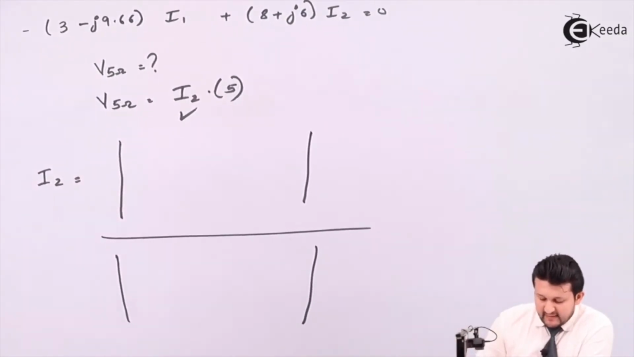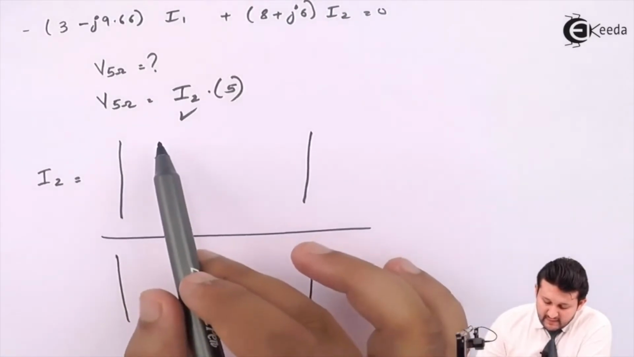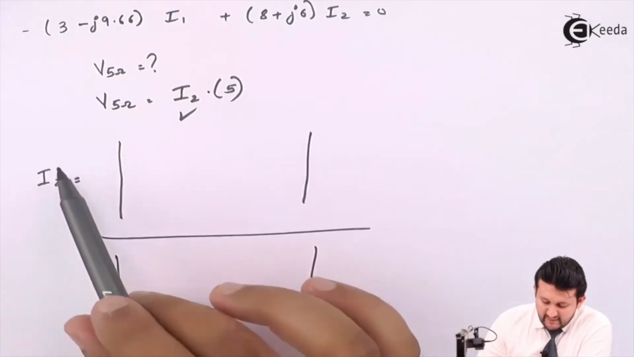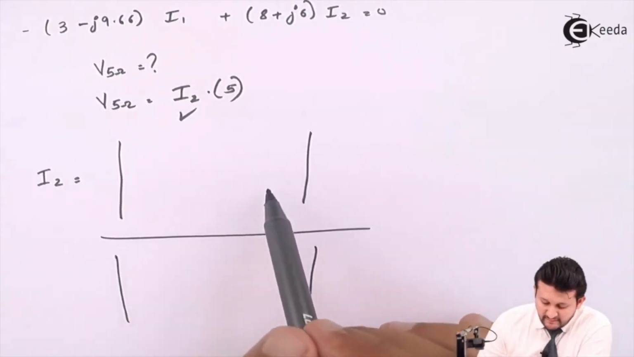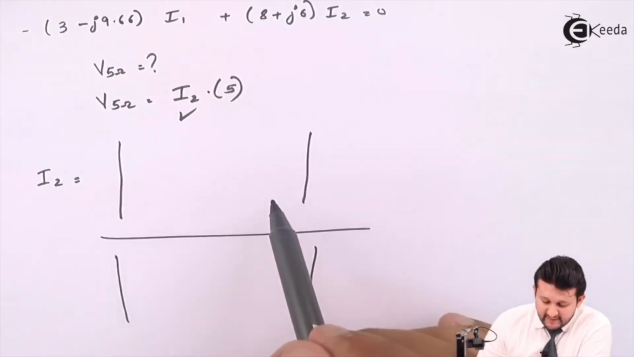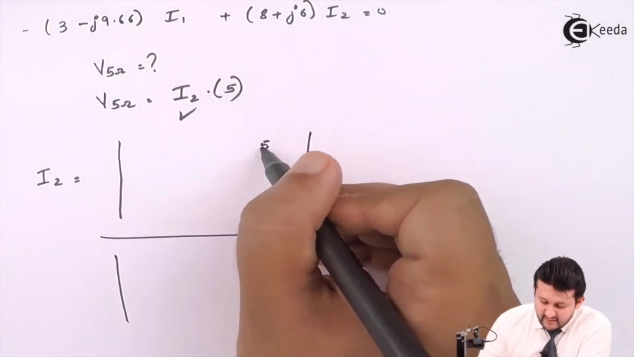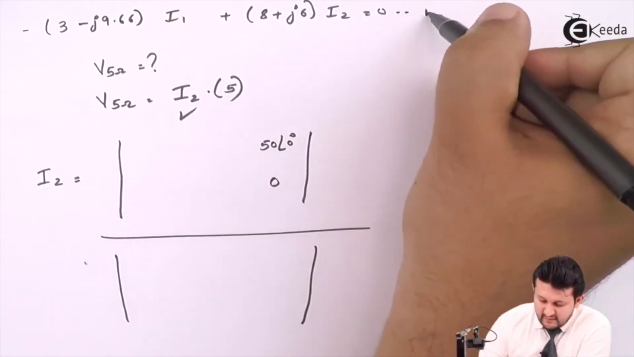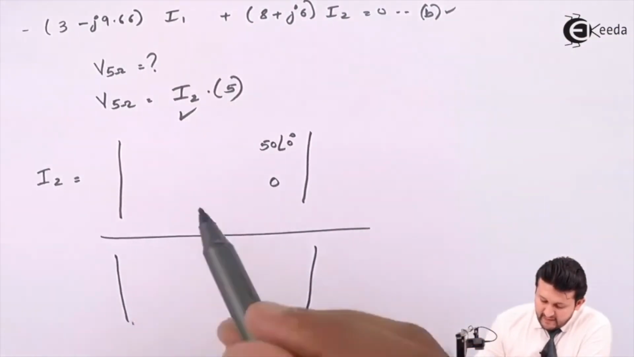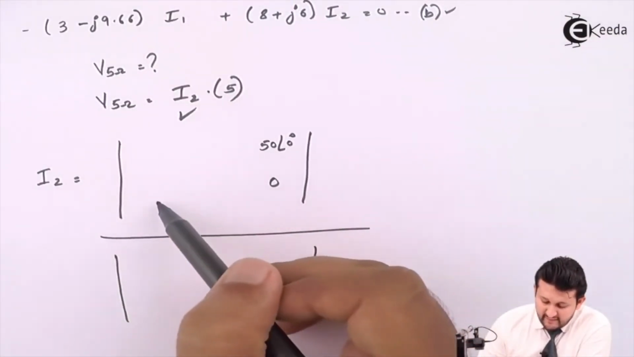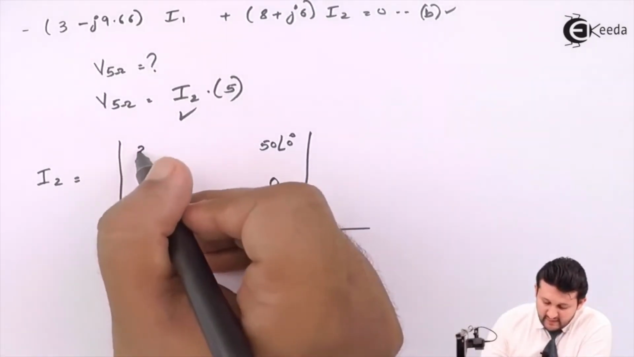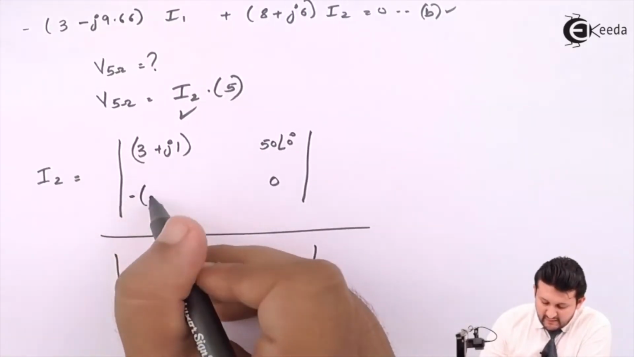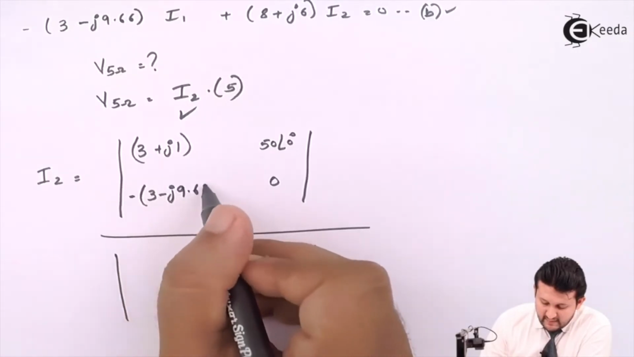in this format, let's write the value across this. This column is for I1, this column is for I2. When I say I need to find I2, the I2 column should be replaced by RHS. So in your first equation, your RHS was 50 angle 0. In your second equation, your RHS is 0. This part is nothing but the coefficient of I1. So in your first equation, if you observe carefully, your coefficient of I1 is nothing but 3 plus J1. In the second equation, your coefficient of I1 is minus 3 minus J9.66.